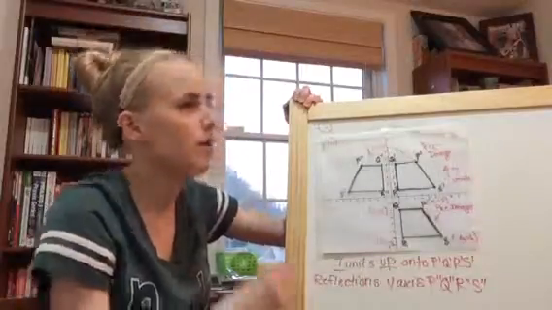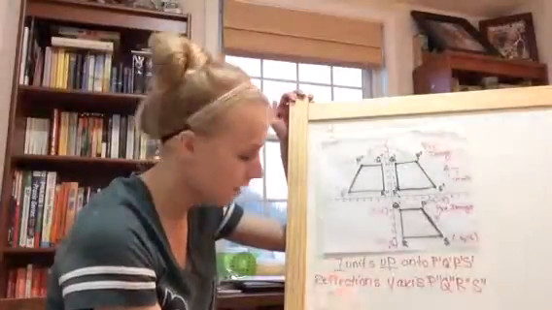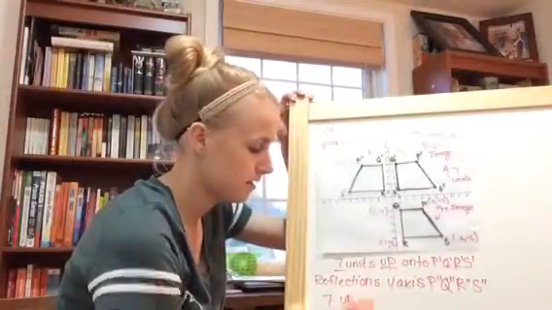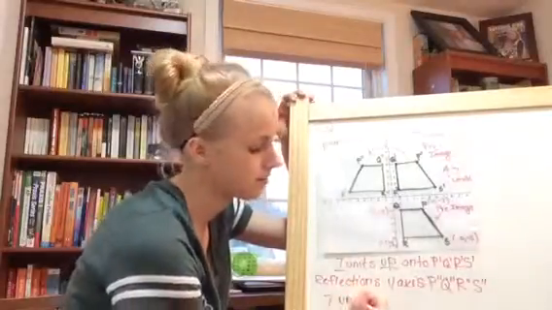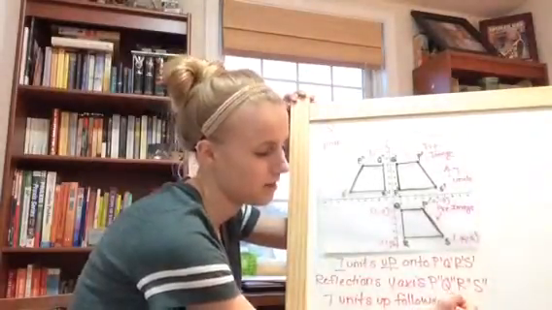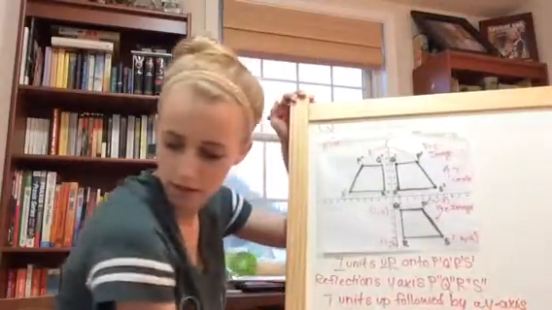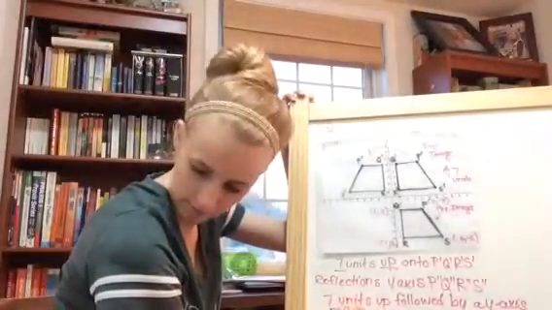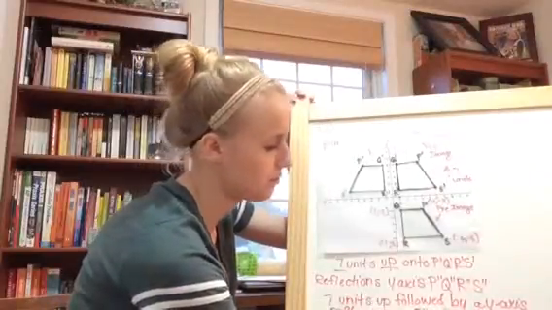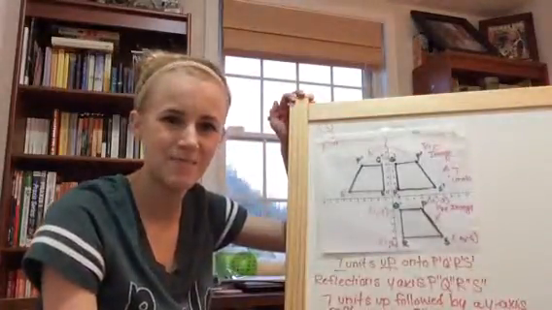All right, so if I put this all together, I would say a translation of 7 units up, followed by a y-axis reflection is how I end up with our P prime prime, Q prime prime, R prime prime, S prime prime. Does that make sense? I hope it does.